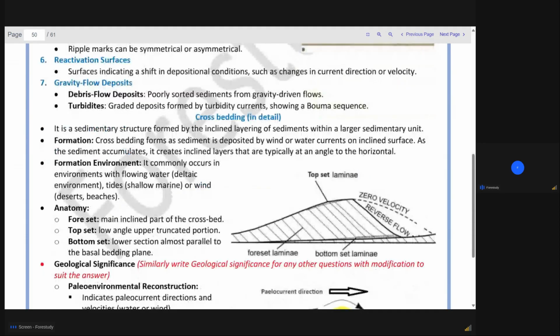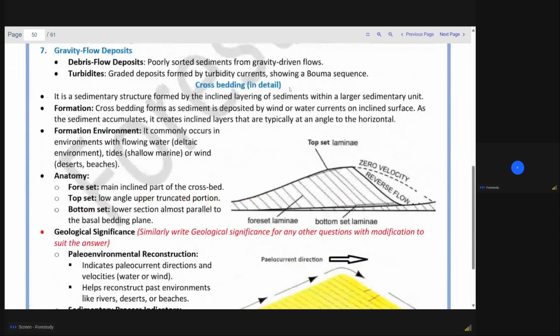Okay, now we'll talk about the cross bedding in detail. Again, we have given this diagram so that it helps you. This is a typical cross bedding. This was the initial cross bedding, but later it will be scoured. It is a sedimentary structure formed by inclined layering of sediments within a larger sedimentary unit. So these are the cross beddings, okay?